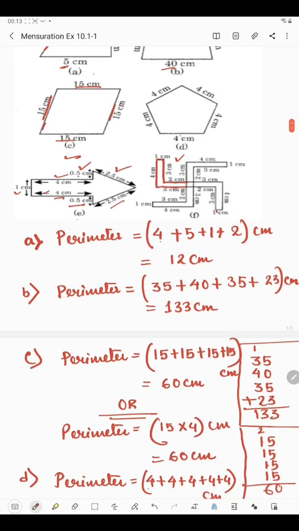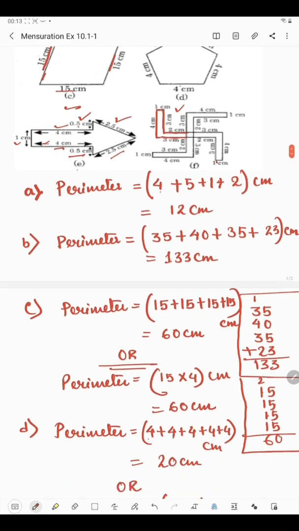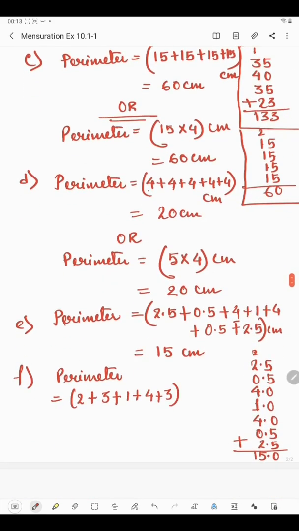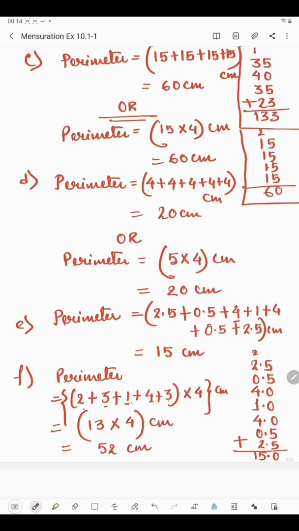Okay, so here if you add this, and with the result if you multiply by 4, then you will get the perimeter of the whole figure. So 2 plus 3 is 5, 5 plus 1 is 6, 6 plus 4 is 10, 10 plus 3 is 13. So 13 multiplied by 4, 13 fours are 52 centimeter. So the perimeter of this figure will be 52 centimeter.